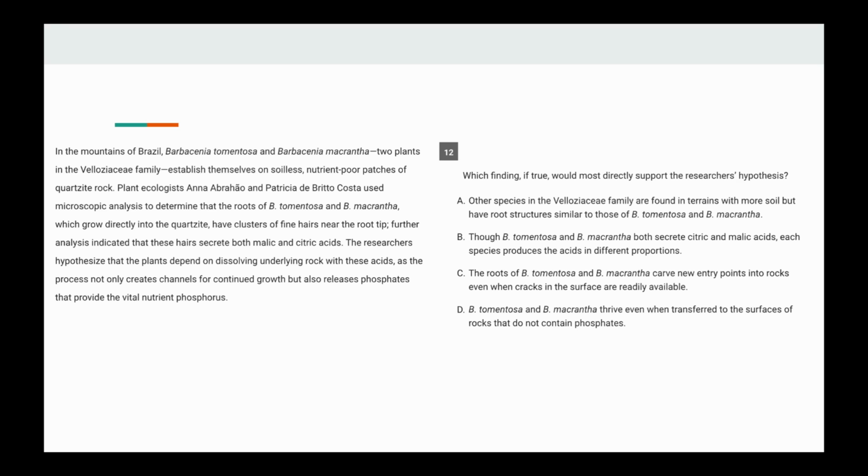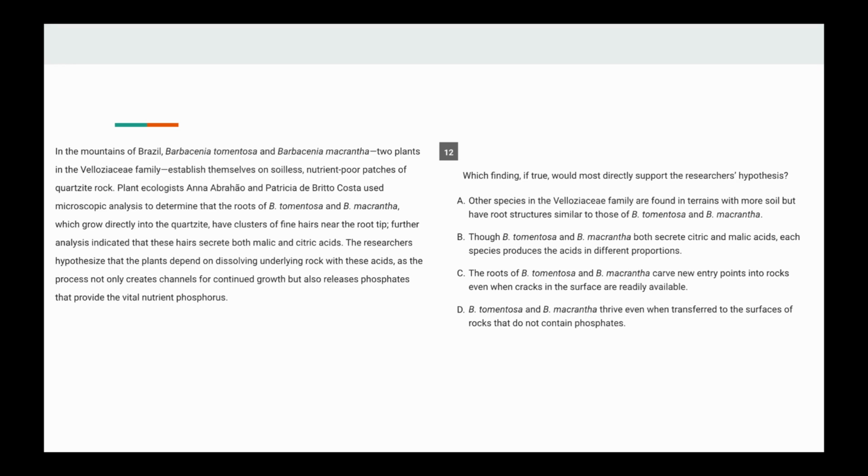Why? To release phosphates, because this is a vital nutrient. Let's look at D. Tomentosa and Macrantha thrive even when transferred to surfaces of rocks that do not contain phosphates. Anything about rocks that do not contain phosphates, or about Tomentosa and Macrantha thriving on different surfaces? Nothing about that in the passage.